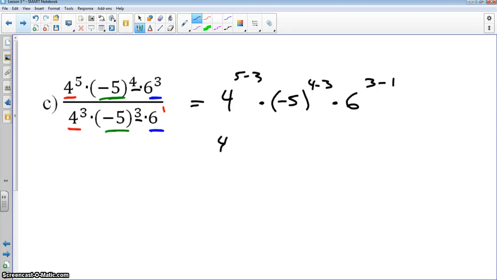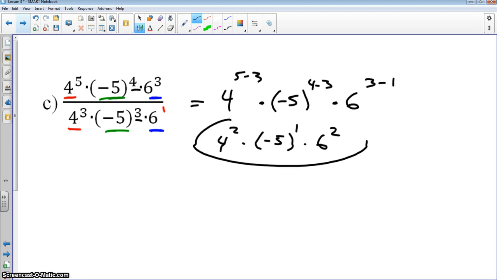This would be 4 to the second power times negative 5 to the first power times 6 to the second power. And that would be your answer. Okay, let's try one more.